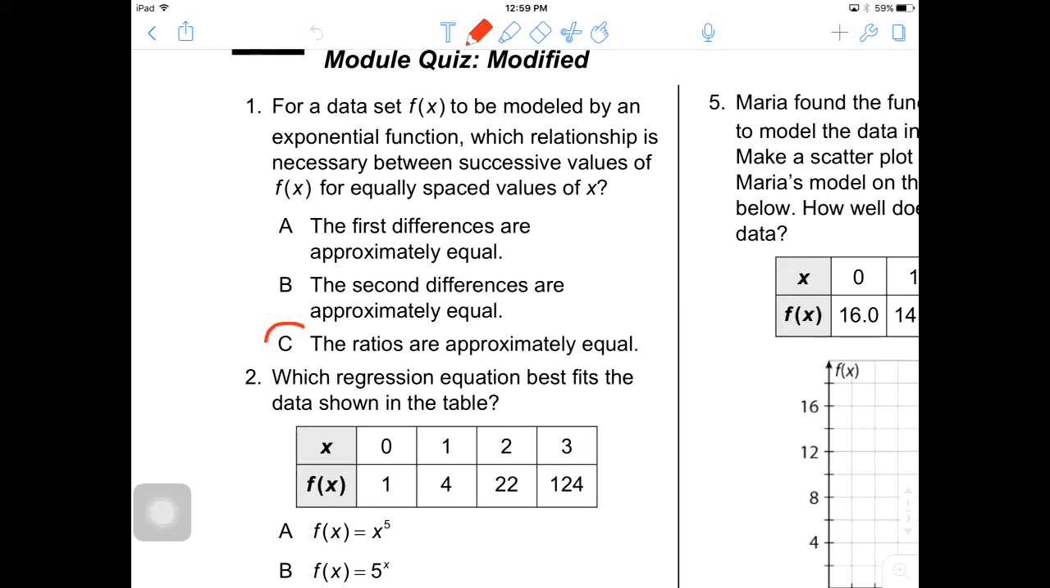So the answer choice should be C. When you have a list of data, you look at the successive ratios. So if you have 1, 2, 4, 8, 16, for example, if you find the ratio, everything is consistent. Every ratio is times 2. So the successive ratios are approximately equal. So that's the answer for number 1.